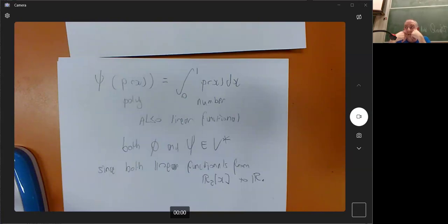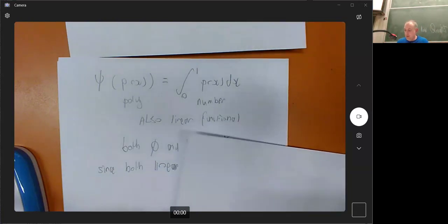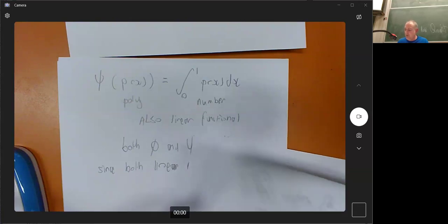Okay. So I need to keep track of my page numbering. Well, that page isn't even got anything on it. 5.